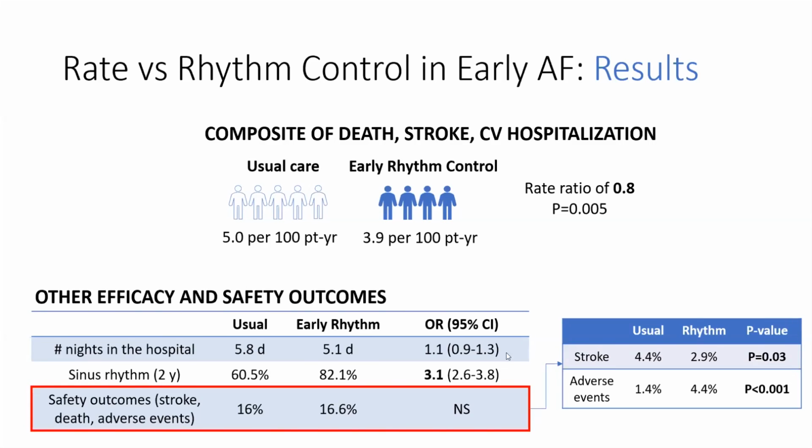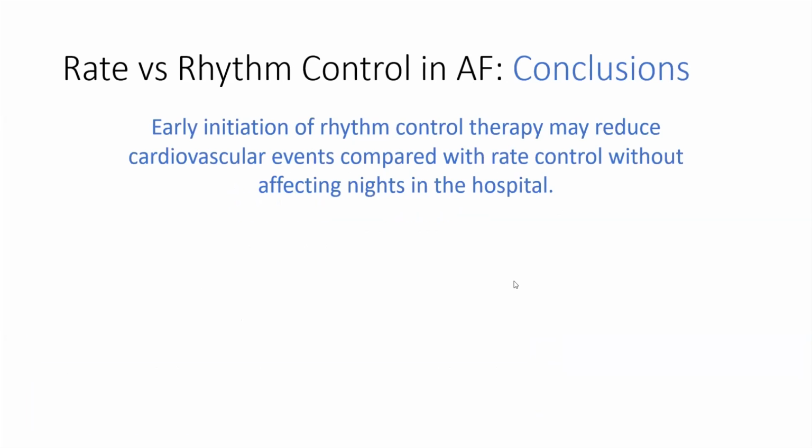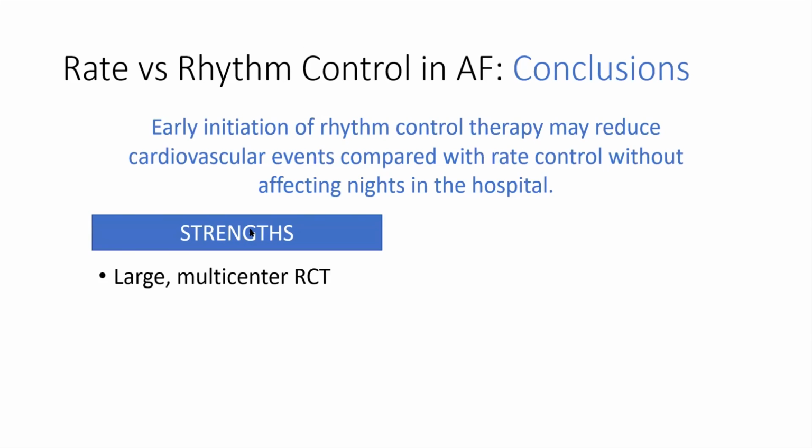If you separated out these adverse events, however, the rhythm control group was associated with a significantly lower risk of stroke and a significantly higher risk of adverse events. So in conclusion, early initiation of rhythm control can reduce cardiovascular events compared to rate control without affecting nights in the hospital.